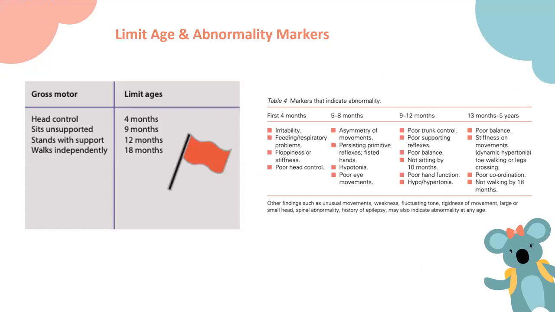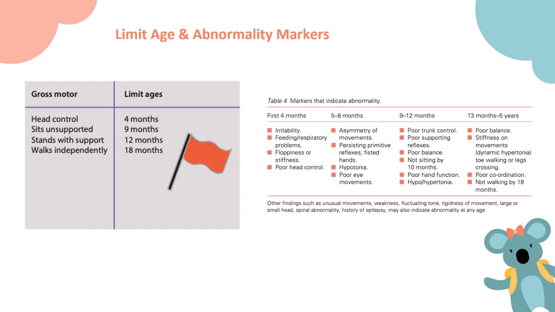The normal variation of skills acquired by a normal child is a variety. Some can crawl at 9 months, some cannot crawl and just stand straight away. But this is the variety. But there is a limit age that if the child cannot achieve this skill, then it would suggest pathology.